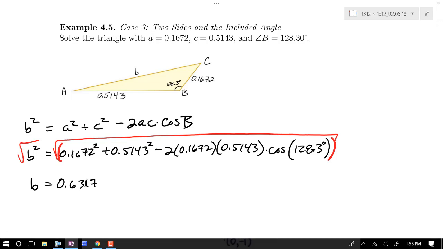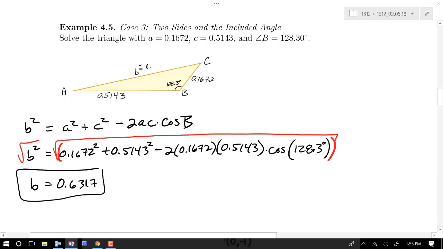Before I go any further, the side we found is larger than the two sides they provided us with. Does that seem right to us? Yeah, that makes sense. Why? Because B is the largest angle. Even though they didn't give us any other angles, B has to be the largest one because a triangle cannot possibly have more than one obtuse angle. So we definitely have B.